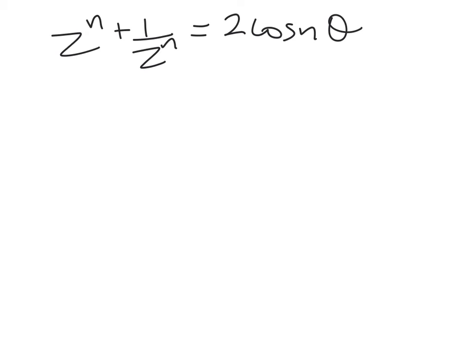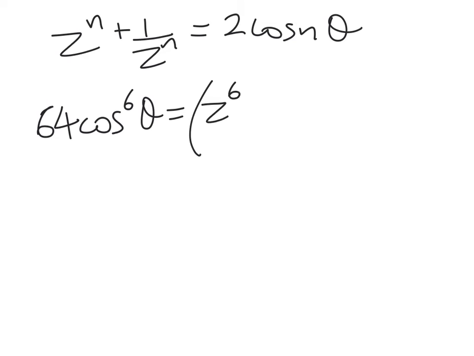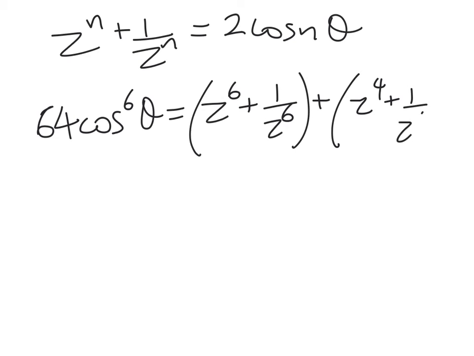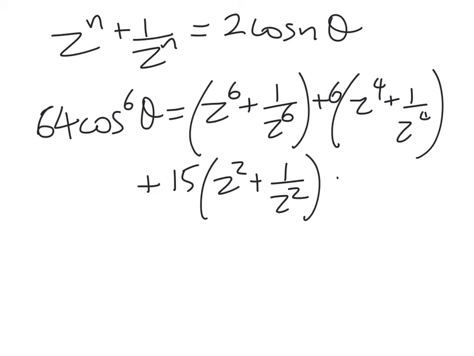So we're going to use this now, because what we've got is, where did we get to? Well, we had 64 cos to the power of 6 theta is equal to that left-hand side. So we're going to group them like this now: z to the 6th plus 1 over z to the 6th, plus z to the 4 plus 1 over z to the 4, and there were 6 of those, so times 6, plus 15 z squared plus 1 over z squared, plus 20.